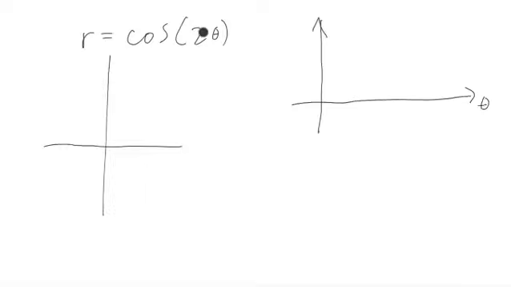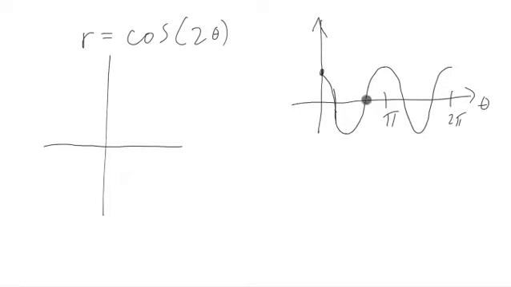So if we have cosine of 2 theta, that means we're going twice as fast through the input. As we go to pi, we've gone twice as fast, so we've hit a whole period of cosine. And then from pi to 2 pi, we'll hit another period of cosine. Okay, now, how is this graph going to look?